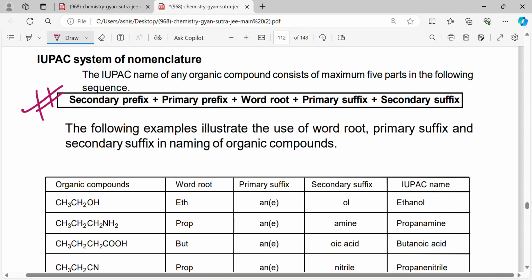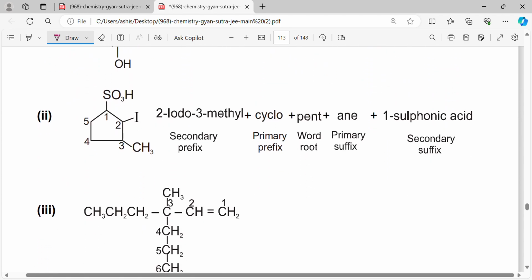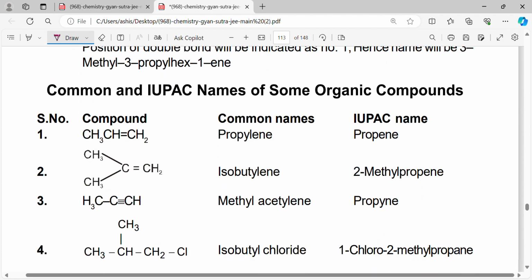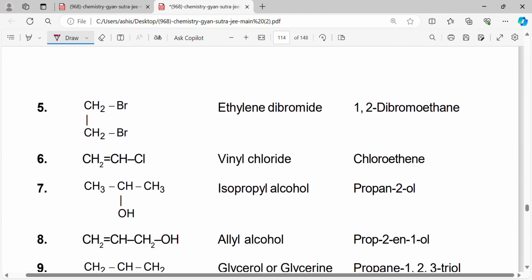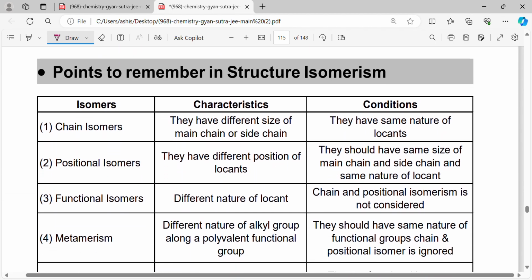And secondary suffix we have to use, that is a suffix of proper functional group. For example, for alcohol we have to use ol. For amine we have to use amine. For amide we have to use amide. For carboxylic acid we are using oic acid. So these are called secondary suffix. Secondary suffix means suffix of functional group. So that is a part of IUPAC nomenclature.